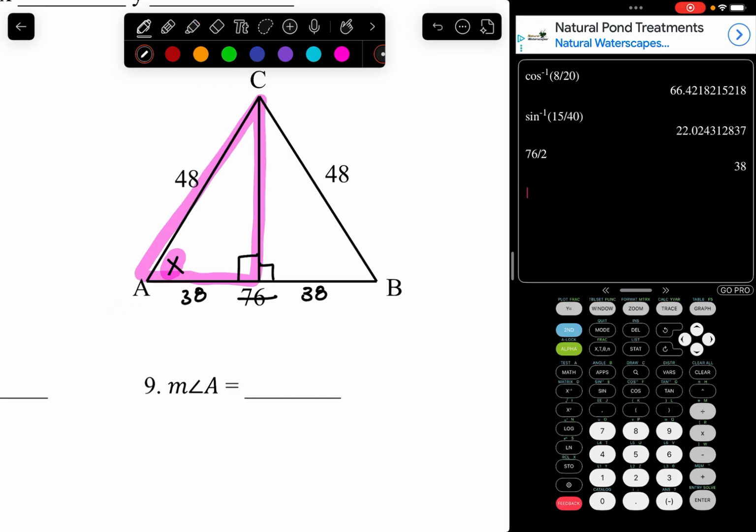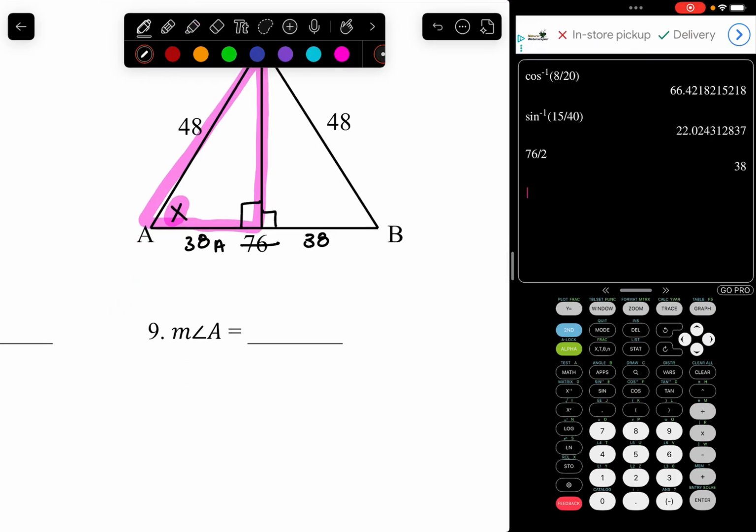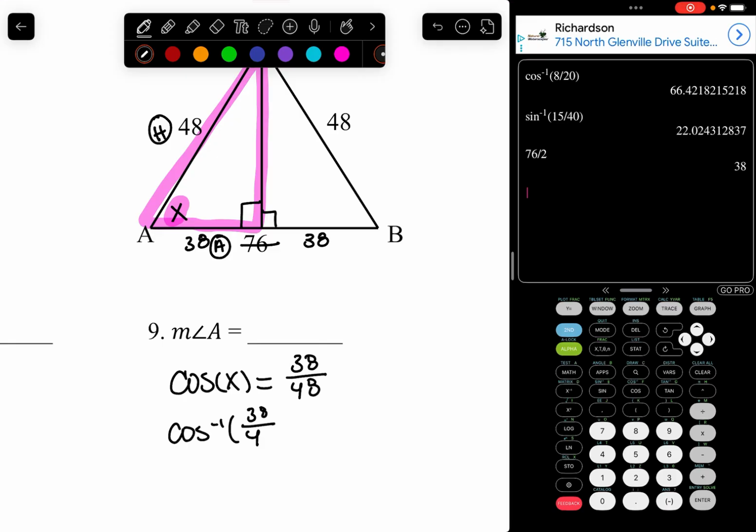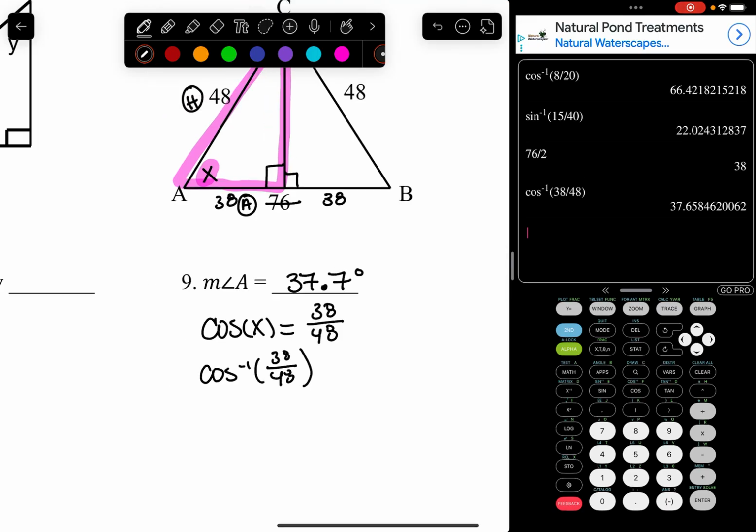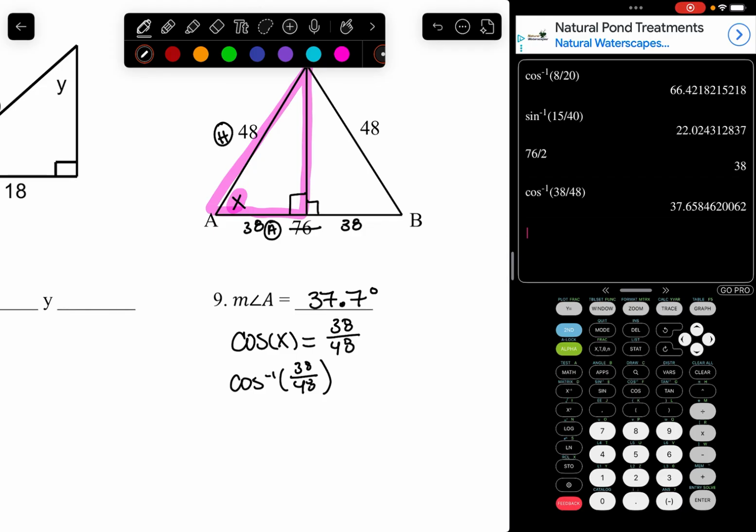And now that I have that, I can just use this right triangle over here to find the measure of angle A. So I have the adjacent side and the hypotenuse, so I know that I'm going to be able to use cosine. So cosine of x is equal to 38 over 48. Because I'm looking for my angle, I have to do cosine inverse. So we've got second cosine of 38 over 48, and that's going to equal 37.7 degrees, okay? If we don't have a right triangle, we need to make a right triangle.